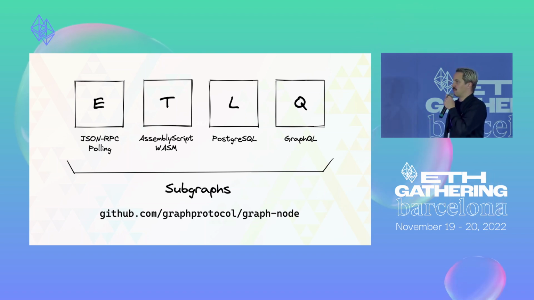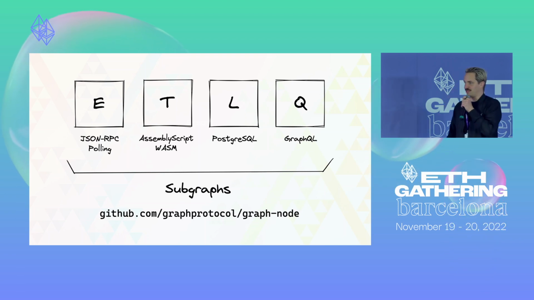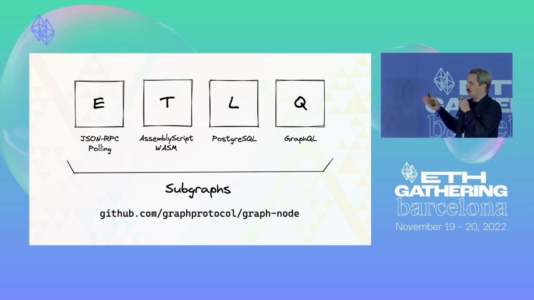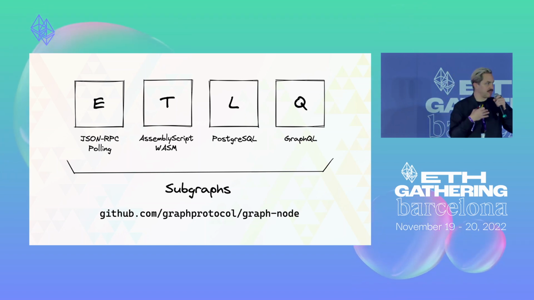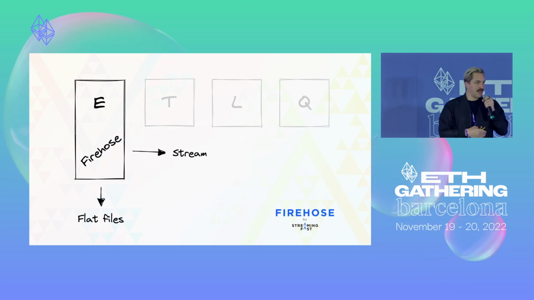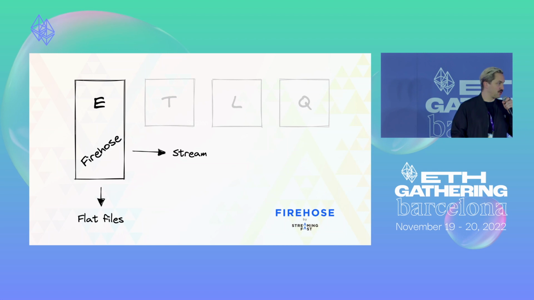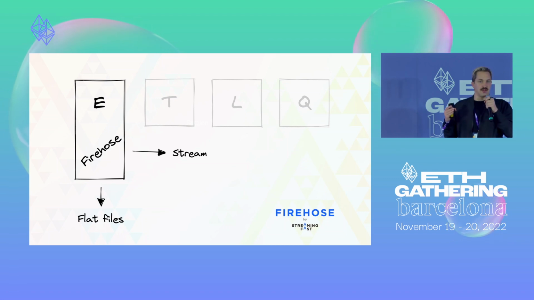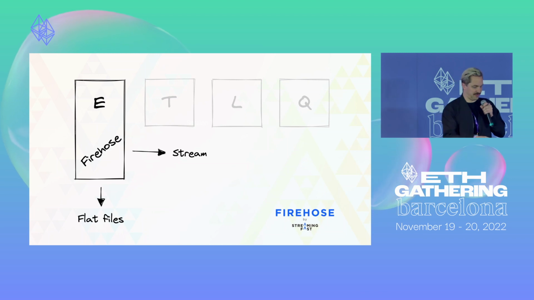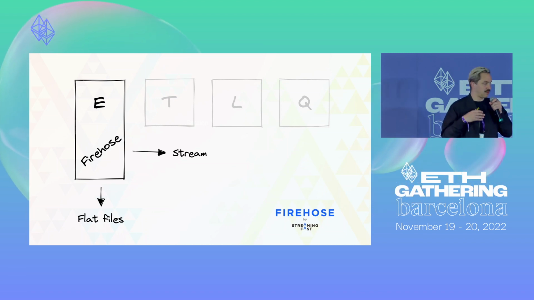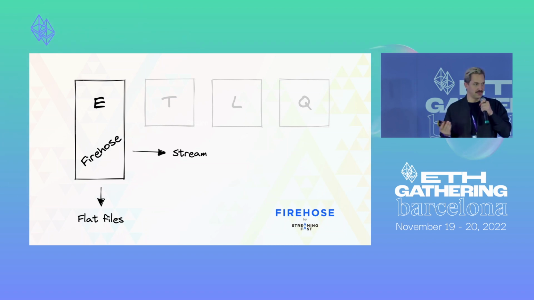So you can see subgraphs basically as an ETL pipeline, so extract, transform, load, and query data. We have this JSON RPC polling, then the WebAssembly or AssemblyScript mapping that takes that data, stores it into a Postgres database, and then opens it up through GraphQL. So these are subgraphs. They are industry standard, they're good, but they have problems, especially in this loading and storing phase. So what substreams do is a completely new approach. They rethought the whole process.